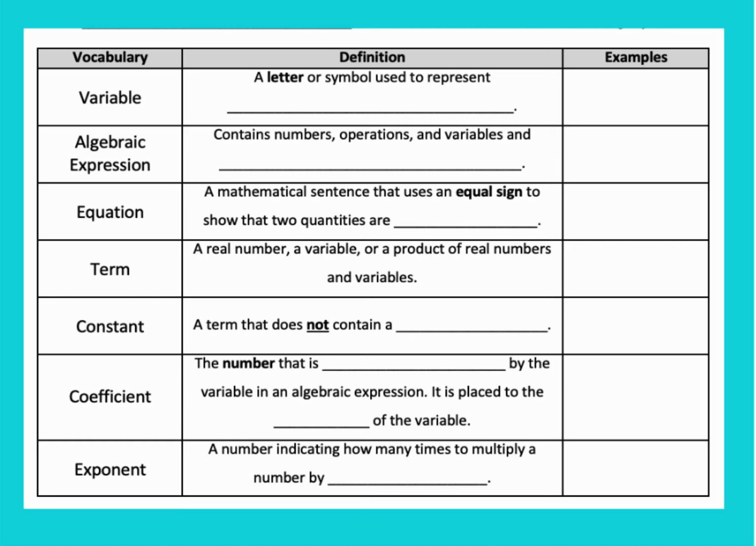So the first thing we're going to be talking about are some vocab words that go along with this topic. A variable is a letter or a symbol used to represent an unknown value. So when you don't know what something is equal to, we usually use a letter, and a lot of times that letter is going to be X, but it could be any letter that you choose.